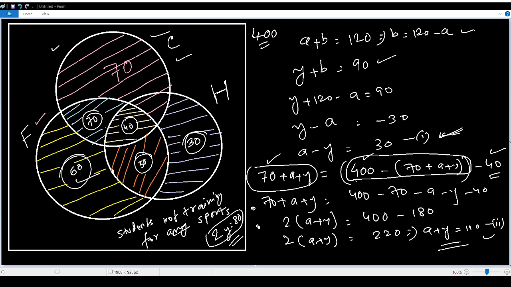Exactly one sport is how many? Now this is the thing, exactly one sport. 70 plus x plus 2x. I cannot take 70, sir, because hockey is also included there. Okay, the cricket portion which is only 70, yes, from there hockey is there. So 60 and 30 is fine.